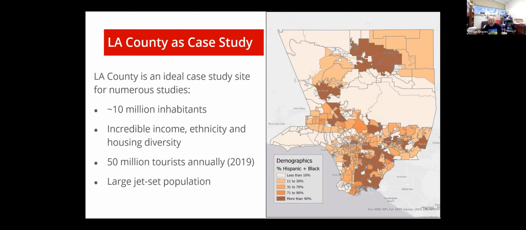LA is a great place to do studies of, well, almost everything. It's because we've got 10 million people, incredible income and ethnicity diversity, and incredible housing diversity. That turns out to be important in the COVID situation as well. A lot of tourists and a big jet set population. So these were all of the really juicy morsels that a lot of other analysts studying other places couldn't find.